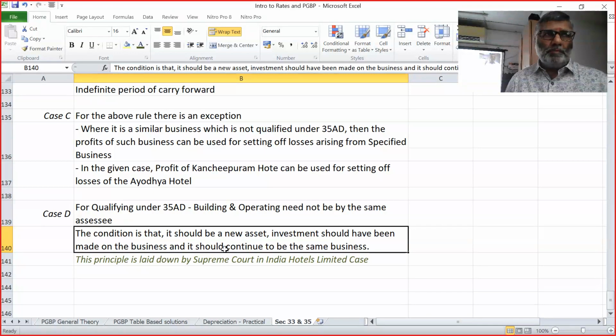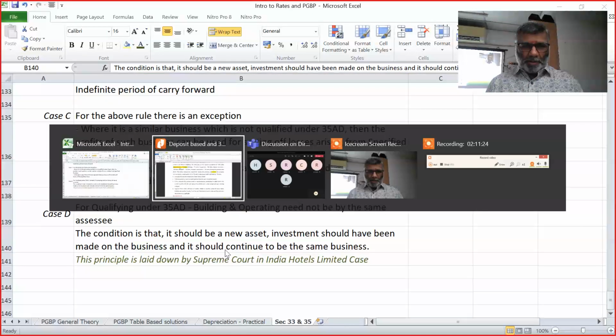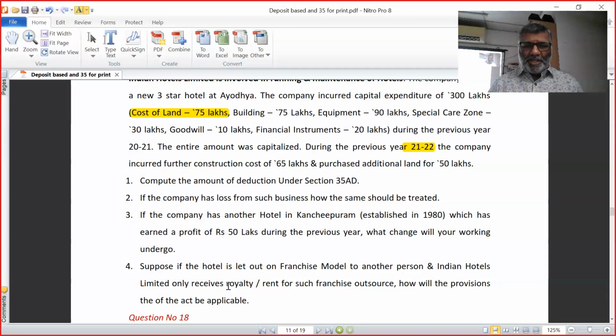Another person can use it. On my income, I will have to pay separate tax on what income I derive. Yeah, that's what the question itself says. What you derive is just a royalty or rent. And that is a business income for you, against which 35 AD expenditure can be claimed, whatever construction cost you have incurred.